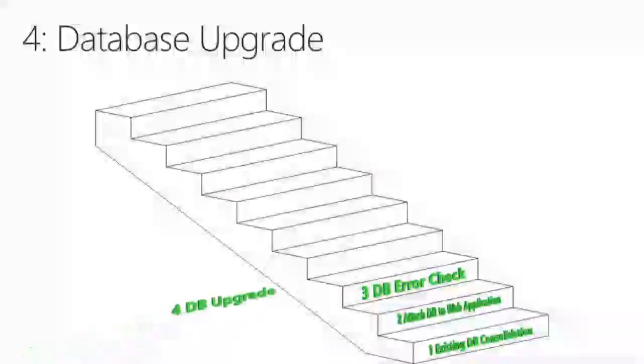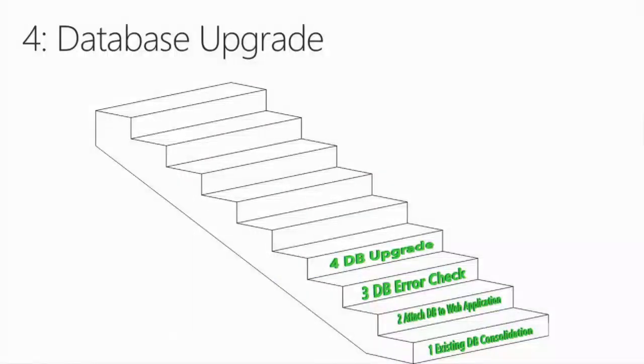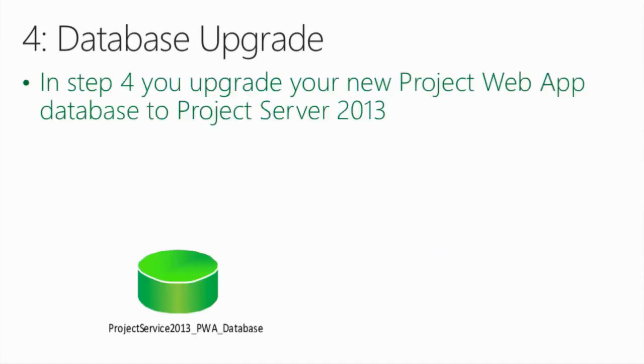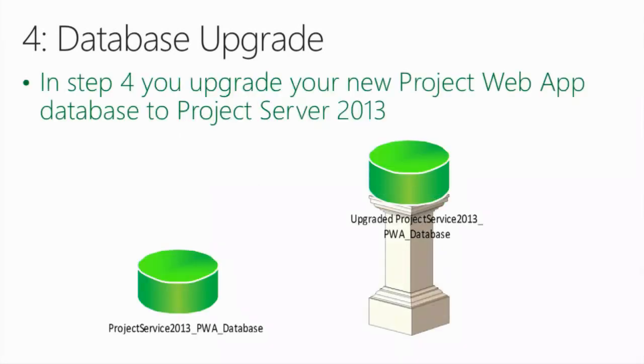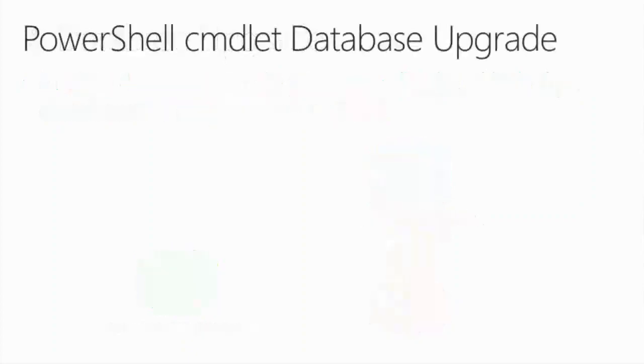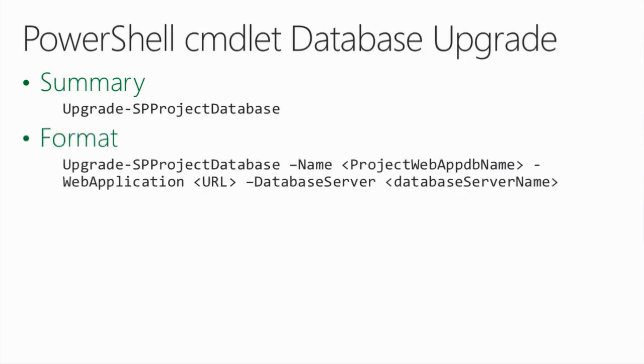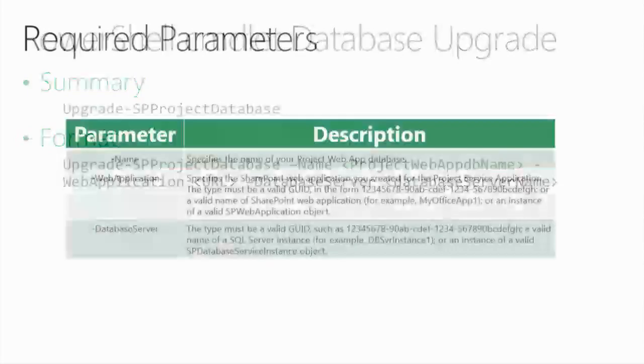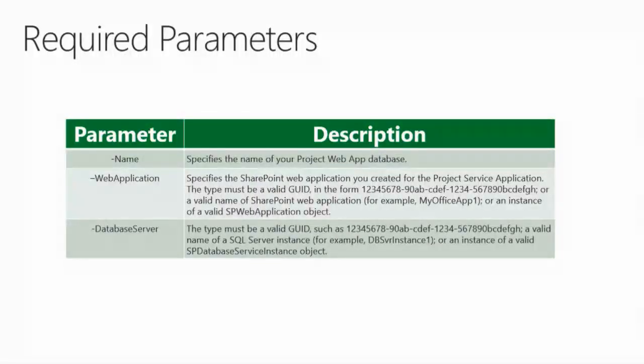So step 4 is the actual database upgrade itself. What you do in step 4 is you upgrade the new Project Web App database to Project Server 2013. This is the command that you use to do that: Upgrade-SPProjectDatabase. You have to specify the project web app name, the web URL, and your database server. Those are the required parameters, just 3 on that one.